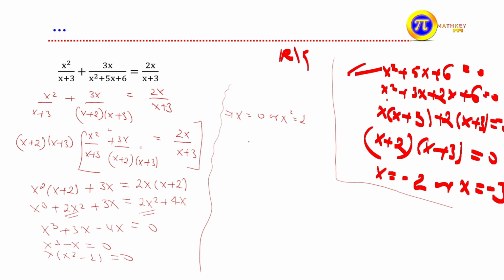This implies the value of x is equal to 0 or x is equal to plus or minus 1. So the solution set for this rational expression is negative 1, 0 and 1. We can take them as they are, since in the domain we restricted, the domain is all real numbers except -2 and -3. These values are different from -2 and -3, so we can take them as they are.